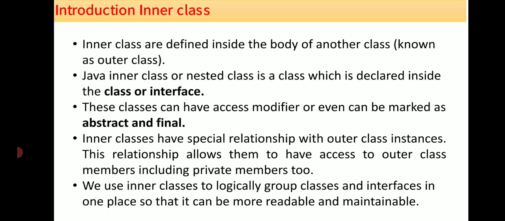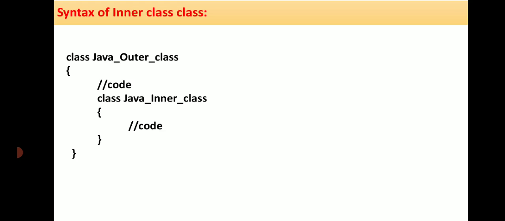We can use a class or an interface inside the outer class, so that it becomes more readable as well as maintainable. It means we can read it easily, and if we want to make any changes anywhere we can make them easily, so we can say it is easily maintainable.